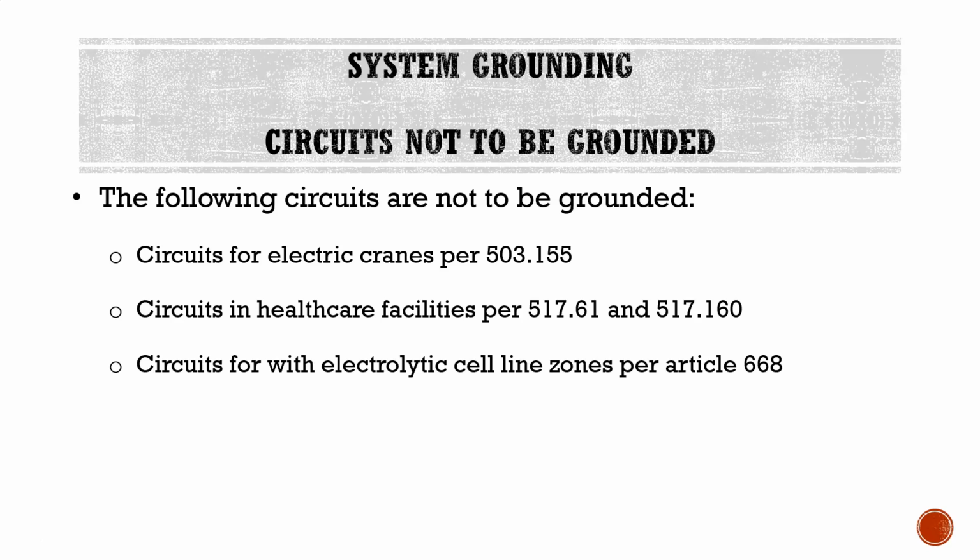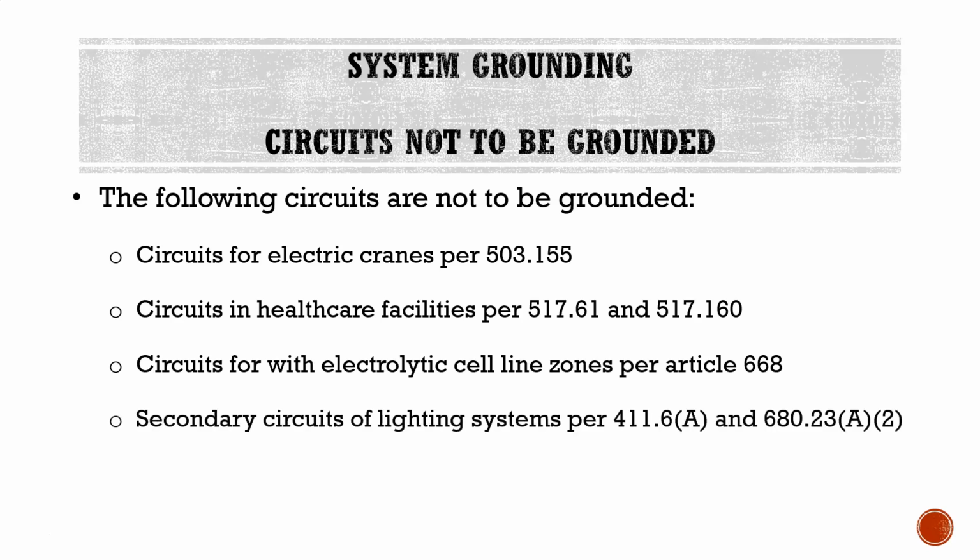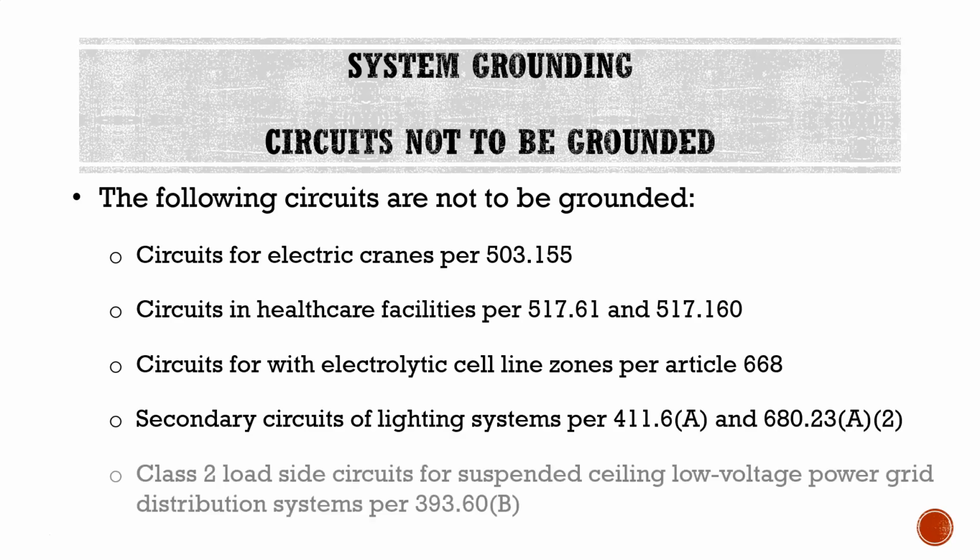Circuits for or with electrolytic cell line zones per Article 668. Secondary circuits of lighting systems per 411.6(A) and 680.23(A)(2). And Class 2 load side circuits for suspended ceiling low voltage power grid distribution systems per 393.60(B). And once again, kind of our same deal as these systems where we have the option of grounding them or not. These are extremely specific installations.